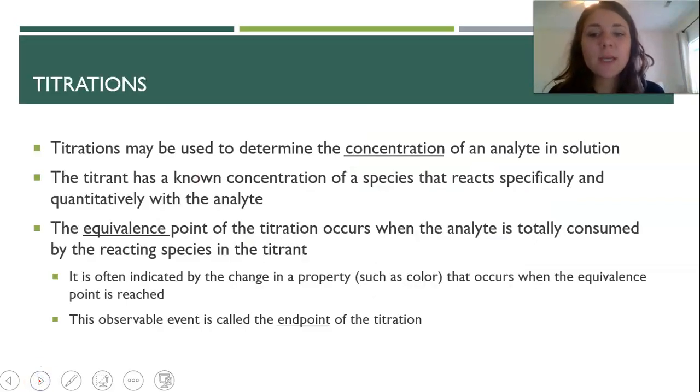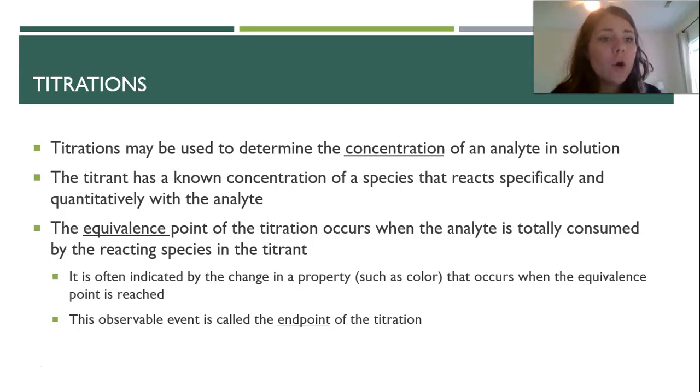All right, so titrations. Titrations may be used to determine the concentration of an analyte in a solution. So the titrant, you're going to know the concentration of that species, and it's going to react specifically and quantitatively with the analyte. The analyte is going to be the unknown. With titrations, you have to know what your analyte and your titrant are. Your titrant will be the known concentration, and your analyte will be the unknown concentration.